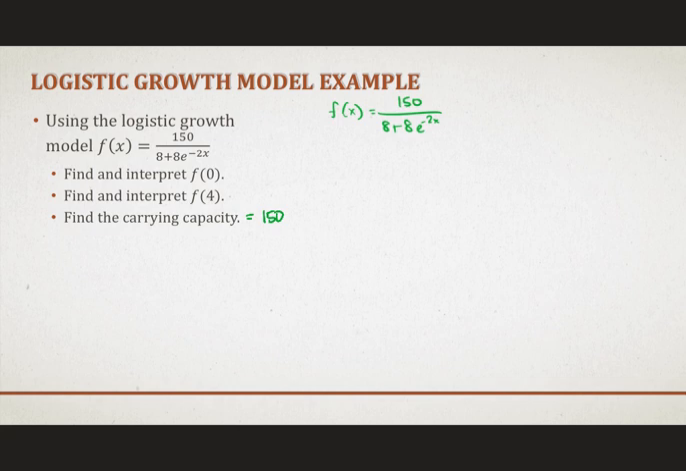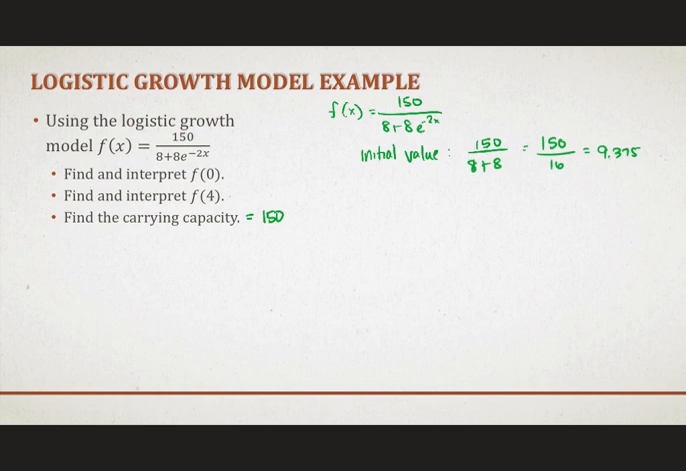Now our initial value is going to be 150 over whatever the numbers are. So this is going to be 8 plus 8. So I have 150 over 16. And let me grab my calculator. That's going to give us 9.375. So whatever this model is modeling, I mean, we don't know what it is, but it started with 9.375 of the things.